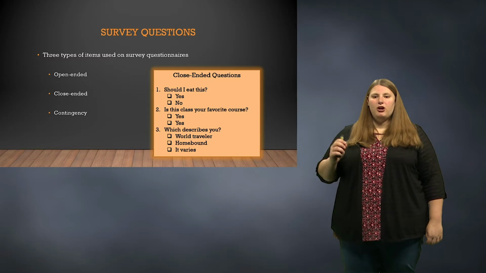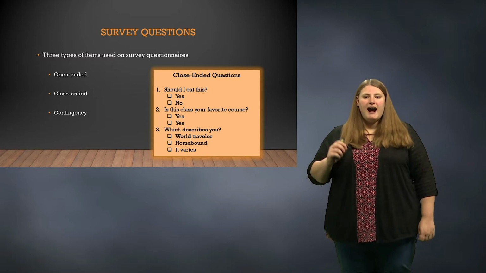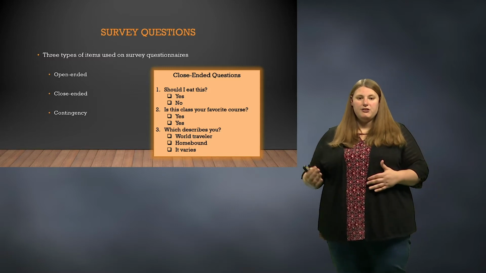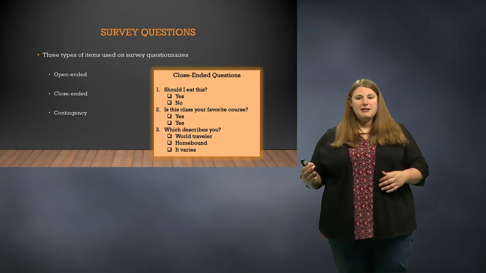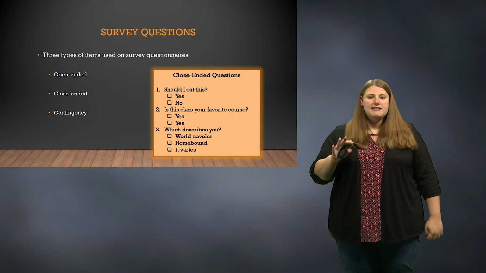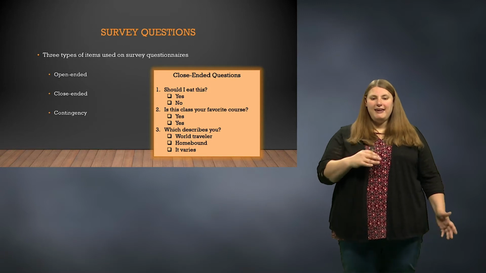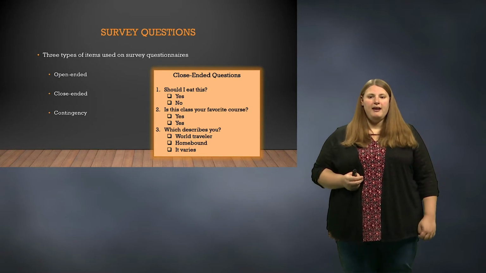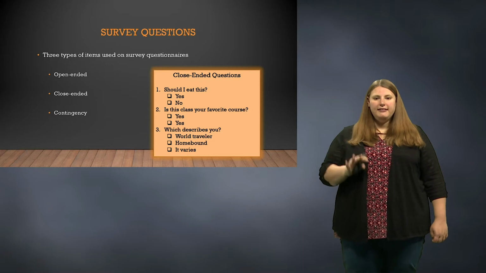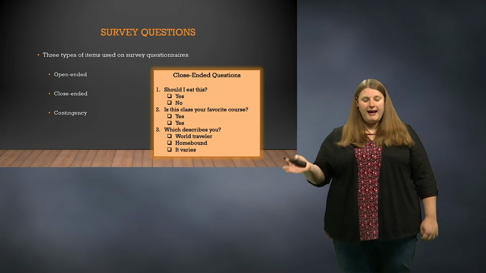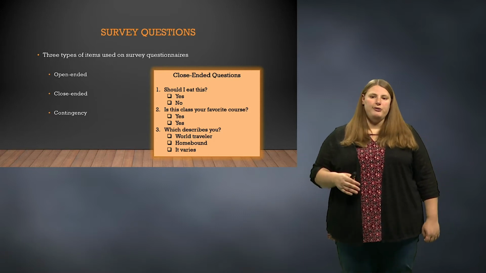Closed-ended survey questions are questions in which the respondent is either provided with pre-written answers or whose answer is suggested by the question wording. Considering the first question, should I eat this? Even if you didn't have the yes-no options provided on the survey, the wording of the question clearly suggests that the answer will either be yes, you should eat this, or no, you shouldn't.